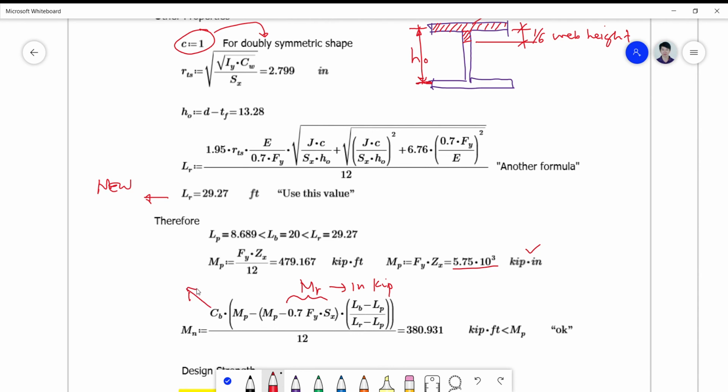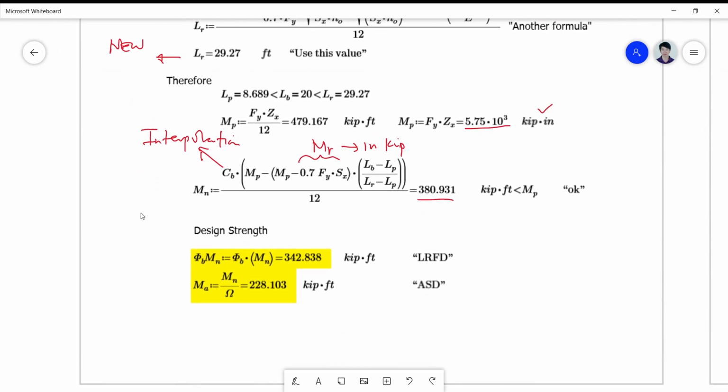And using this interpolation formula again, I only need to plug in the values including CB there and divide it by 12. I can now get my nominal moment capacity in cubic foot, which is less than MP 479, 380.931.